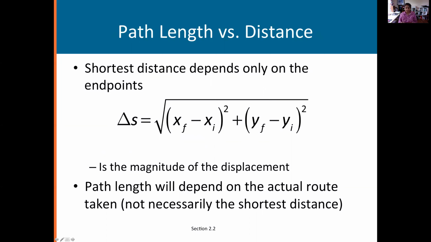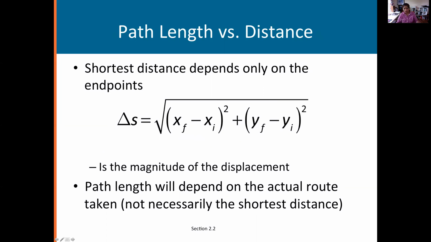Now, the path length in the case of, for example, the pencil going up and down, or the ball thrown up and down, depends on the actual route. So it might have gone vertically up and vertically down. That's twice the distance, right? So the path length is again different from the distance between the lowest and the highest point, right? And we saw earlier that the displacement was 0 in this case.